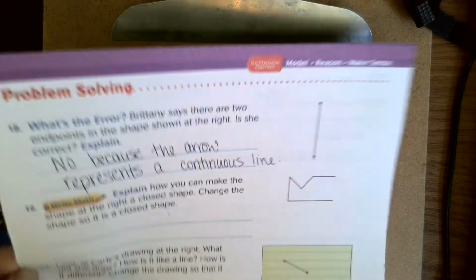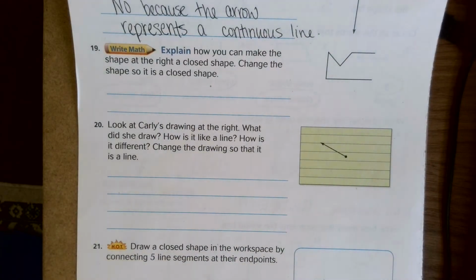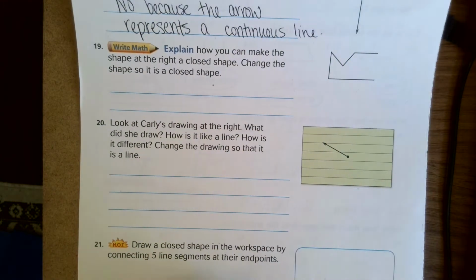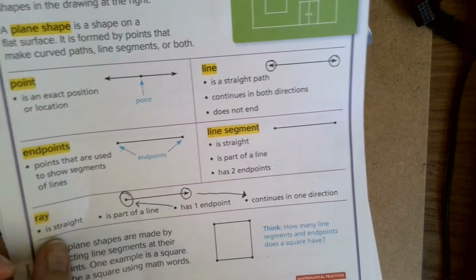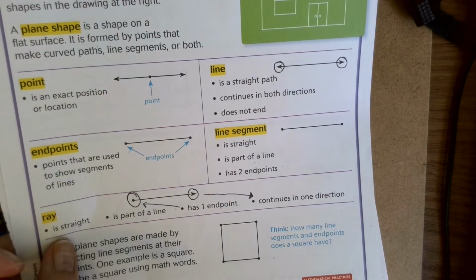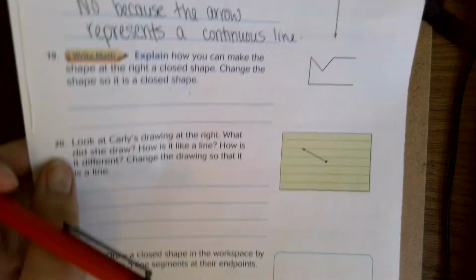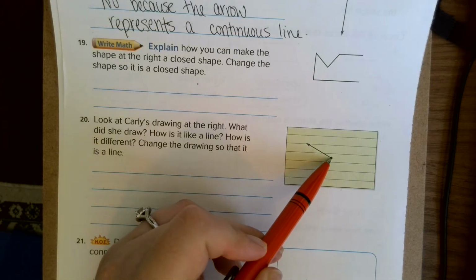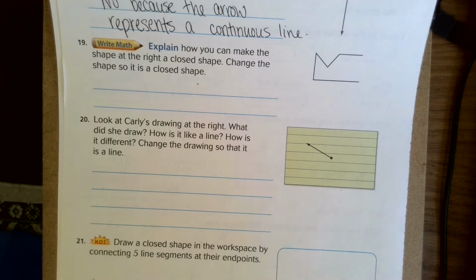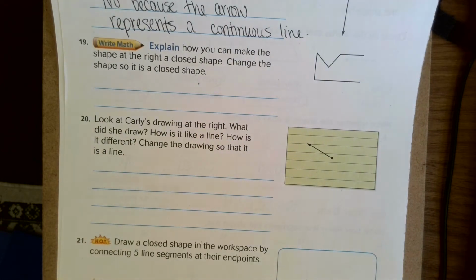All right, 20. It says, look closely at Carla's drawing on the right. What did she draw? How is it like a line? How is it different? Change the drawing so that it is a line. So if we go back and look at our vocab, a line is a straight path, continues in both directions, and does not end. So, how is it like a line? So, this is actually a ray that has one endpoint and continues in the other side.